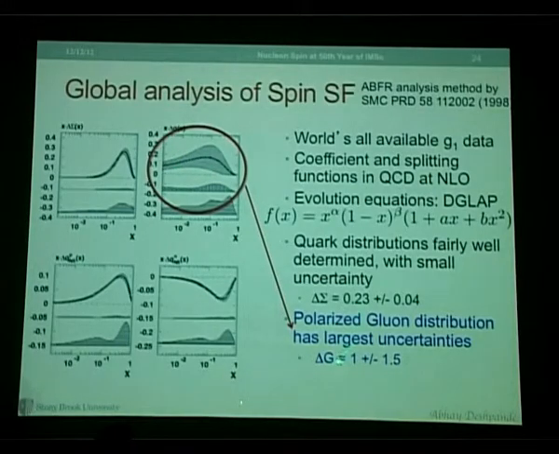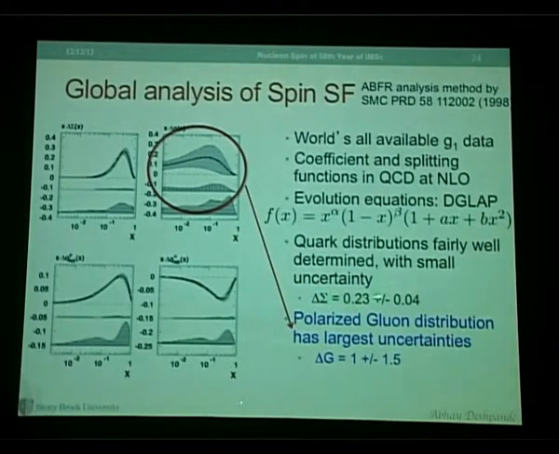And if you evaluate the total contribution based on this plot, which shows the uncertainty, the best fit to the world's data with the statistical errors, the experimental systematic errors are shown here. There are some theoretical systematics, but the total picture gives you a central value of delta G of 1, where delta G is the gluon distribution, similar to delta Q or delta sigma, but the uncertainty is now 1.5.